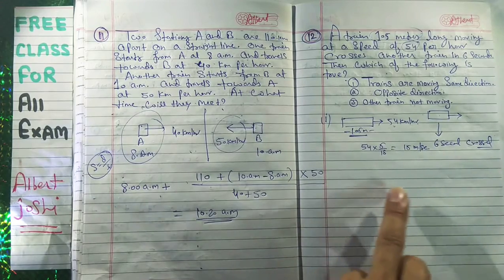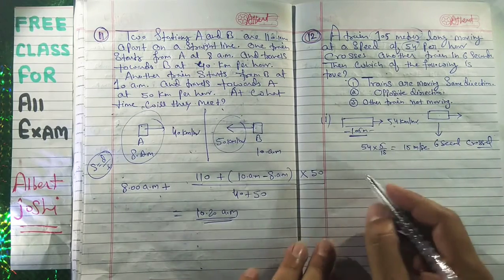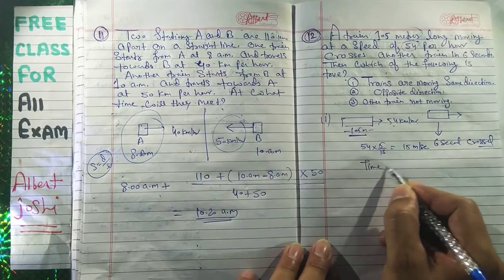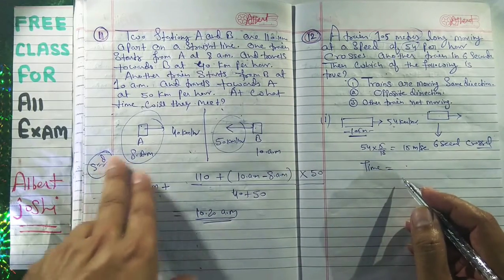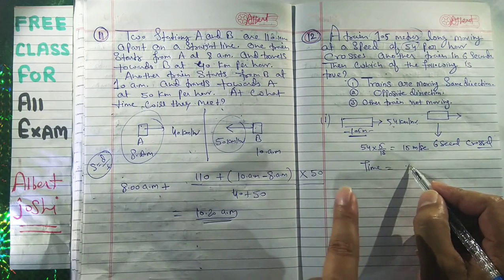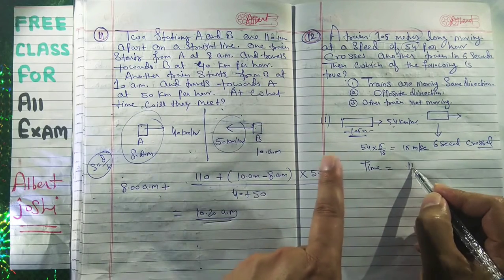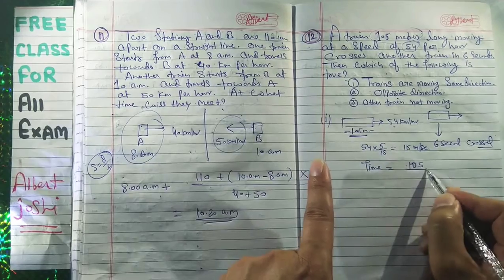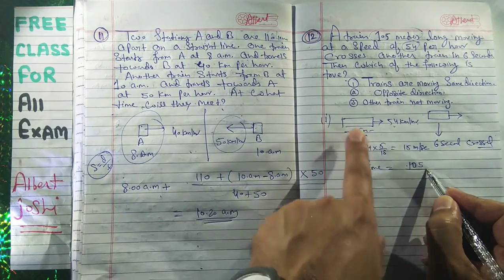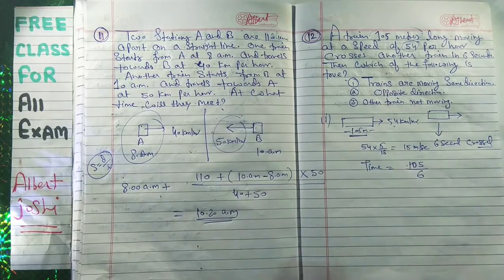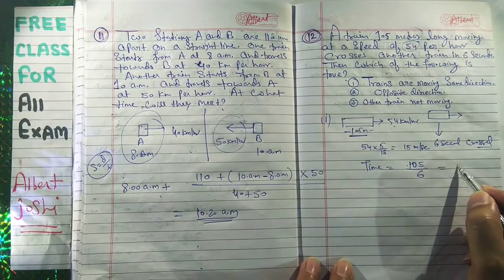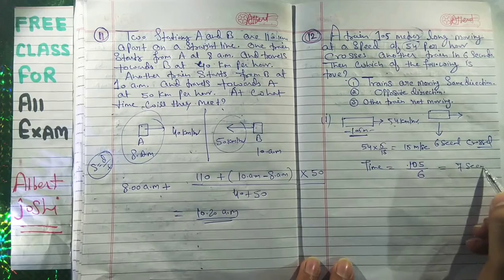Now speed is equal to distance upon time, so time is equal to distance upon speed. Distance means the length of the train, so 105 upon 15. So in this condition, your answer will be 7 seconds.